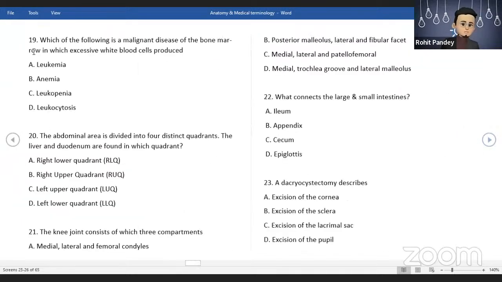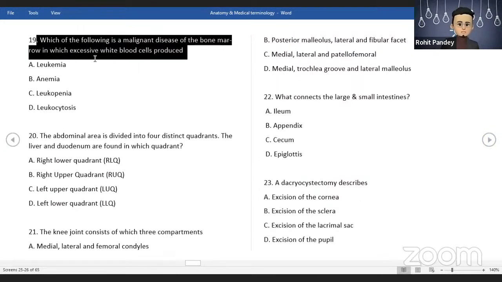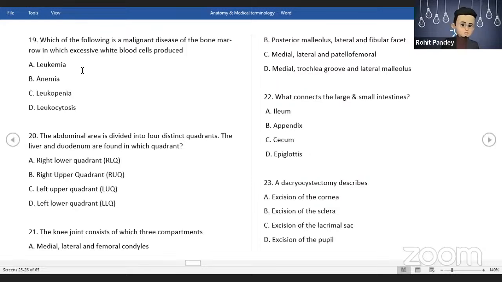Okay. 19. Which of the following is a malignant disease of bone marrow in which excessive white blood cells are produced: leukemia, anemia, leukopenia, or leukocytosis? Elevation of white blood cells is known as leukocytosis.